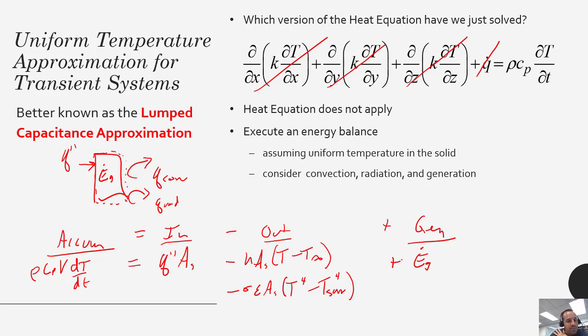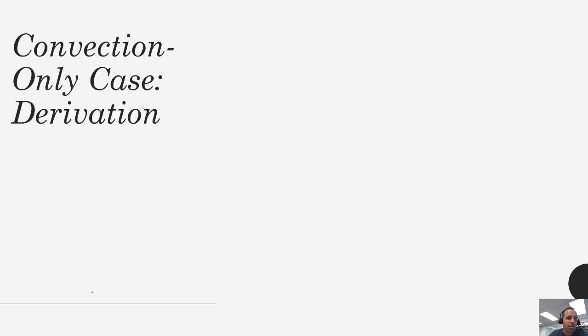So this may be difficult. Notice it's still an ordinary differential equation. It still could be difficult to solve with all of these different terms. So it's more useful to look at specific cases. The first case that we're going to look at is the convection-only case, and we're going to go through a brief derivation of that.